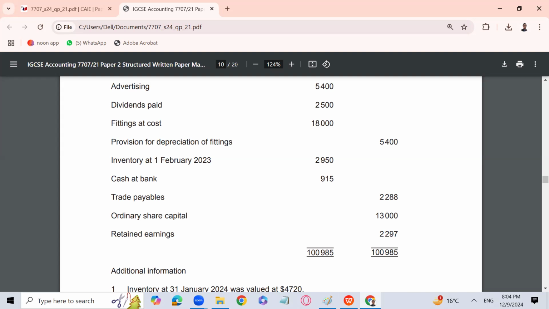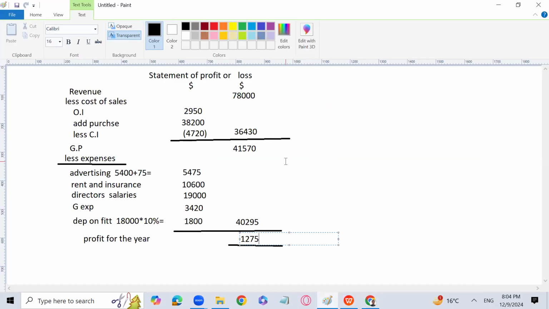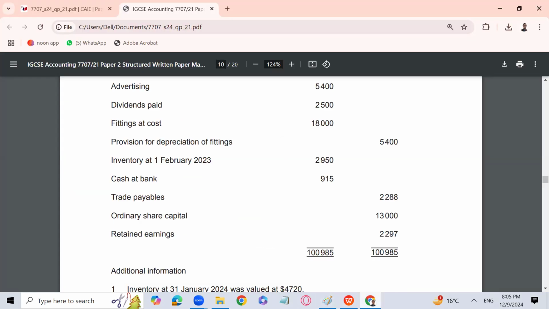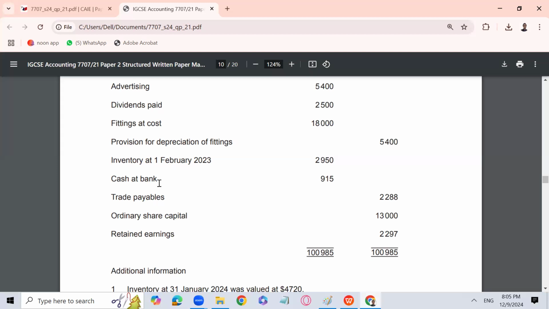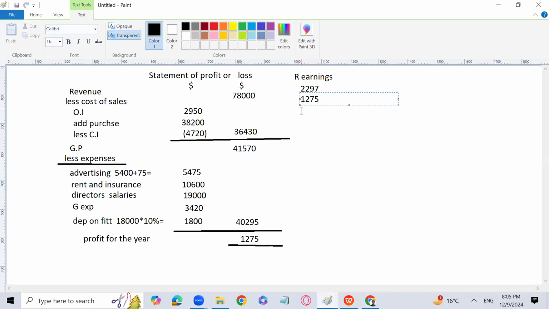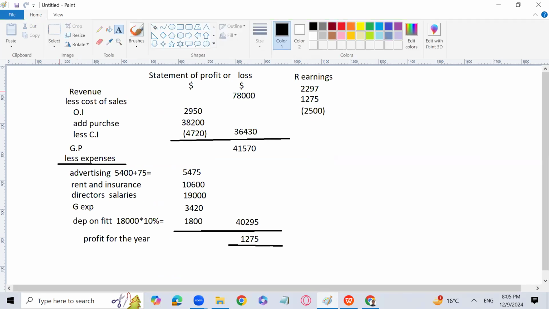So if we talk about retained earnings, let me go for a column of retained earnings, which you used to prepare normally. The balance of the retained earnings at the start is 2297. We used to add profit in that normally, and the profit for the year is 1275. And we used to subtract transfer to general reserve, and dividend paid will also be subtracted, which is given, 2500. So 3 marks we can get like that. You will get the retained earnings at the end.